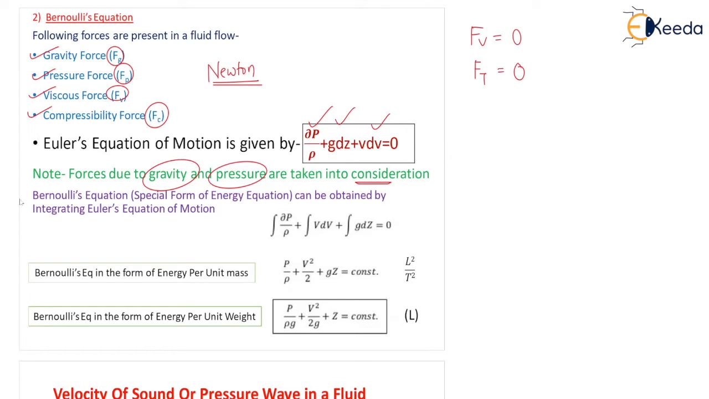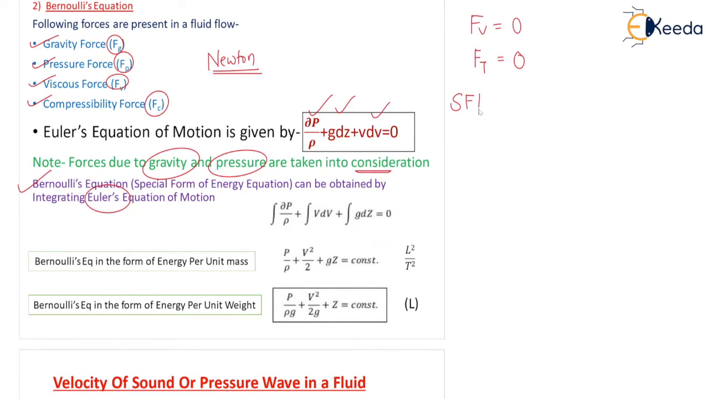Now look at this line. Bernoulli's equation, which is a special form of energy equation, can be obtained by integrating Euler's equation of motion. So what is this special form of energy equation? When you write the energy equation, it means the steady flow energy equation, SFEE.